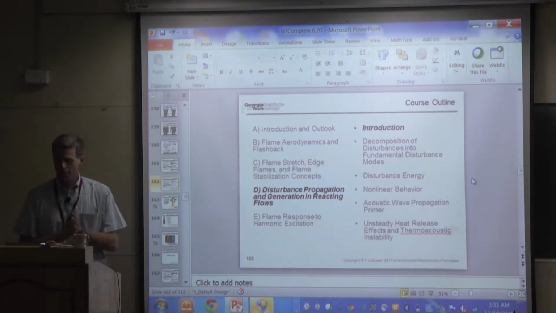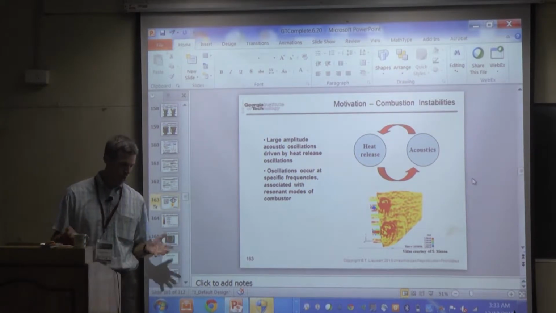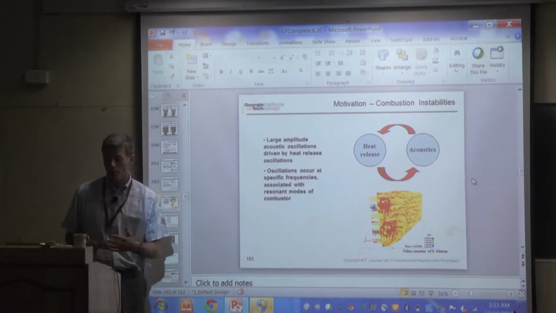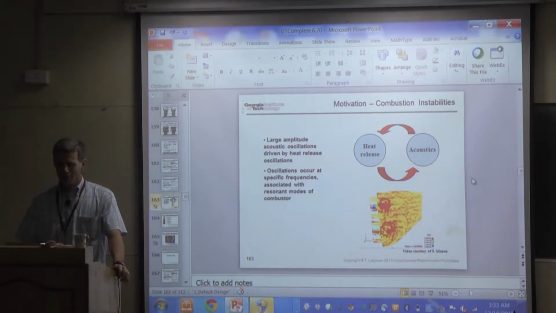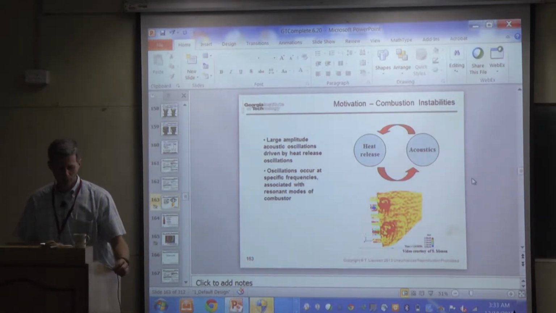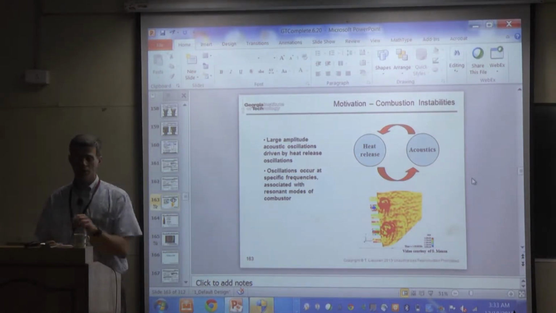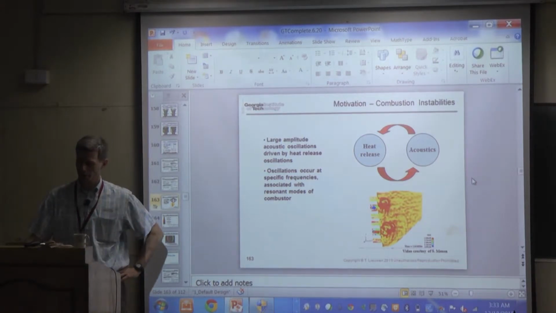Just as an introduction, let me spend a couple quick minutes motivating this topic. As I mentioned, the topic of disturbances in reacting flows, particularly harmonically oscillating disturbances, is very much motivated by combustion instabilities. How many of you here are working on this problem for your own research? Yeah, a good number of you. It turns out that for many combustion applications, particularly low NOx combustion applications, this is the single biggest problem and challenge associated with combustor development.